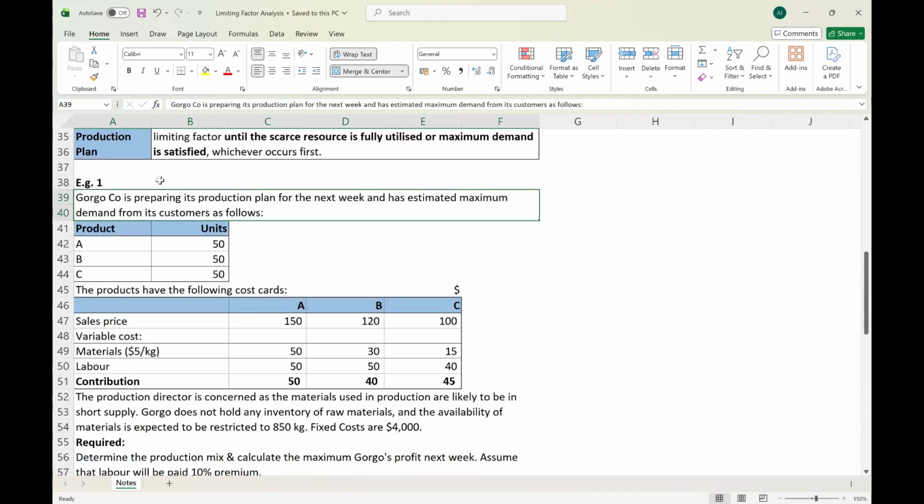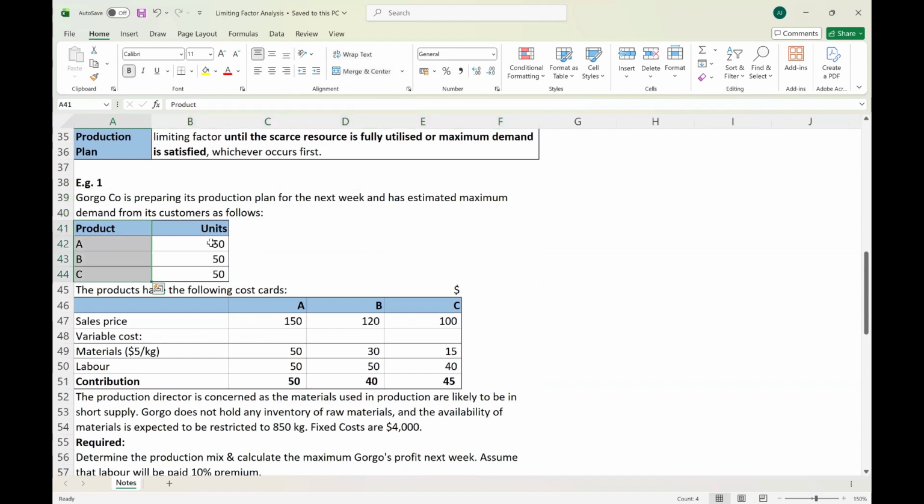This is an example of Gorgo company. It is preparing a production plan for the next week and has estimated maximum demand from its customers as follows. Product ABC, each of the products have a demand of 50 units each. The products have the following cost cards. Sales price 150, 120, 100. And the variable costs are given to you for material and labor.